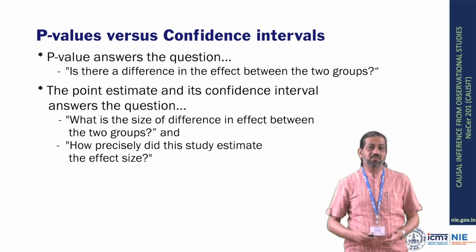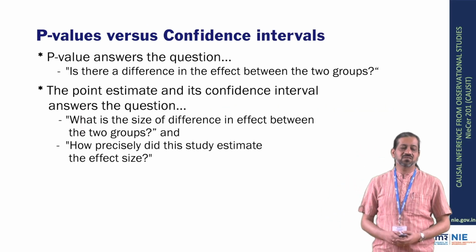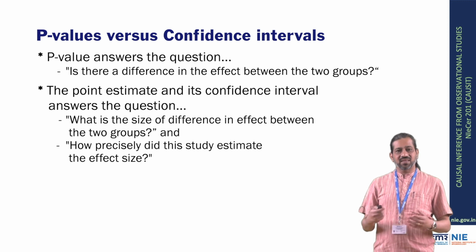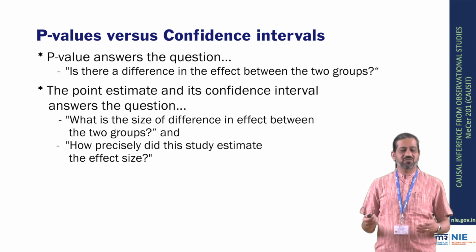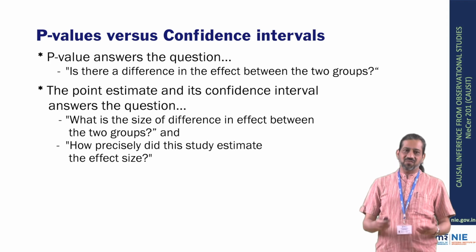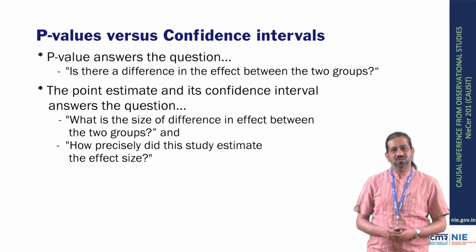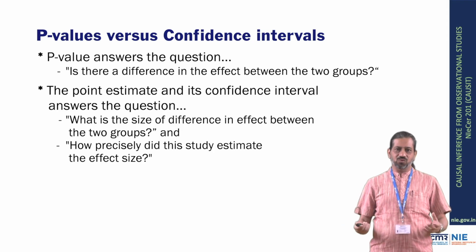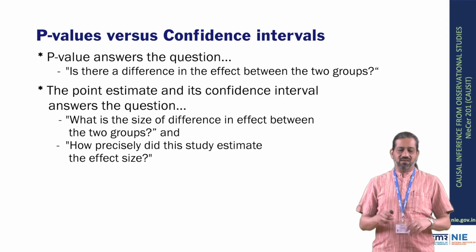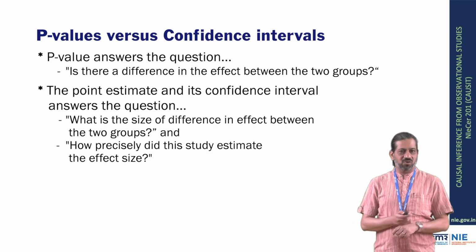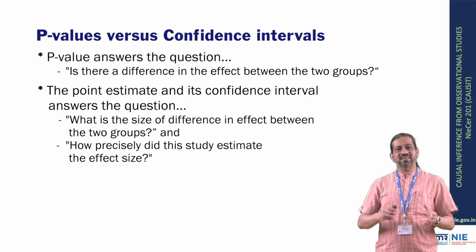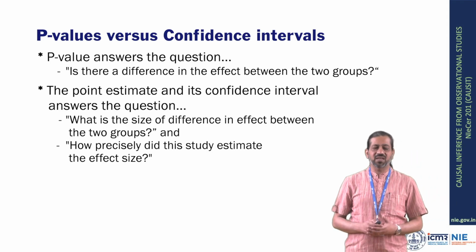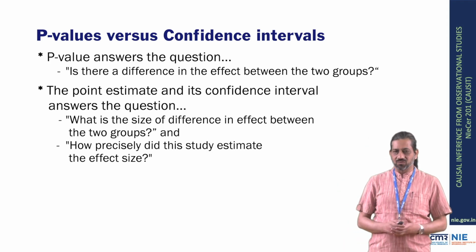If we look at the p-values and the confidence intervals, we need to understand that they are meant to answer two different questions. When we get p-values, they help us to answer the question, is there a difference in the effect? So if we are comparing two groups and we are seeing whether exposure has an effect on the outcome or not, just a yes-no answer is something that we could get from p-values.